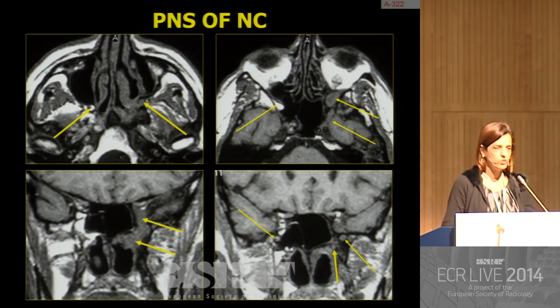Another thing you have to consider is perineural spread. This was a patient that had a squamous cell carcinoma, actually an undifferentiated carcinoma of the nasopharynx.